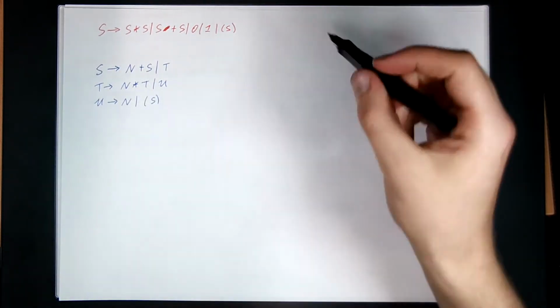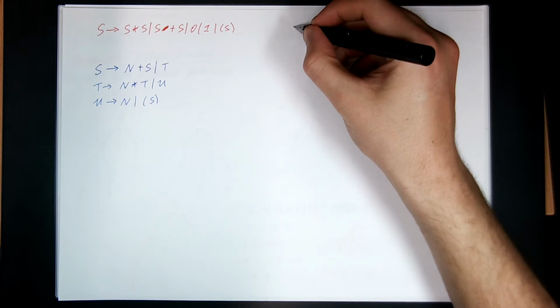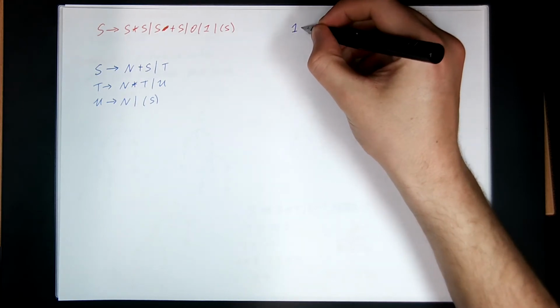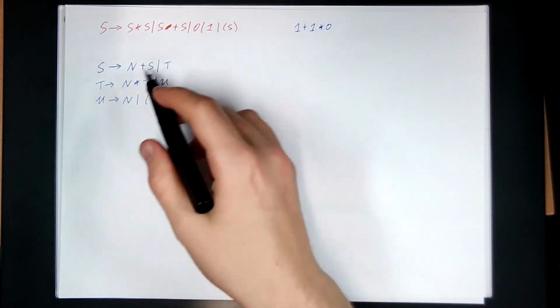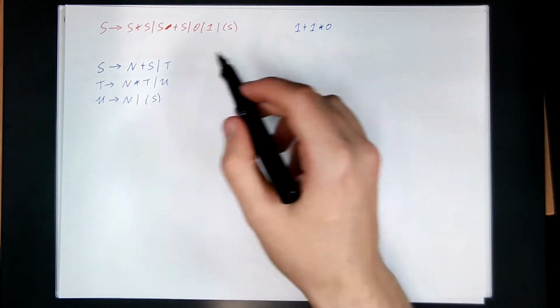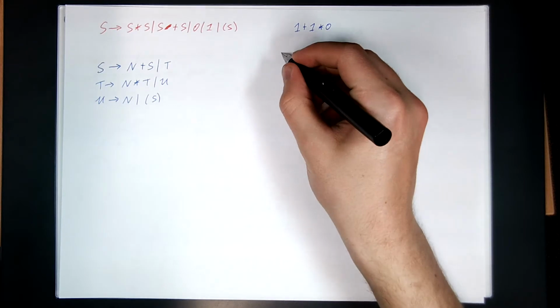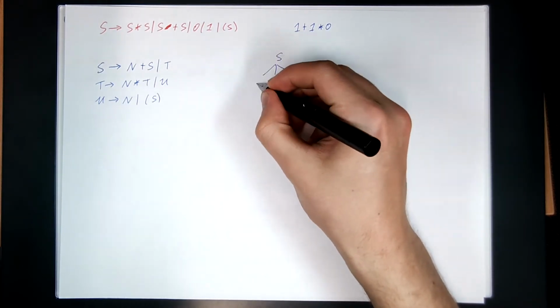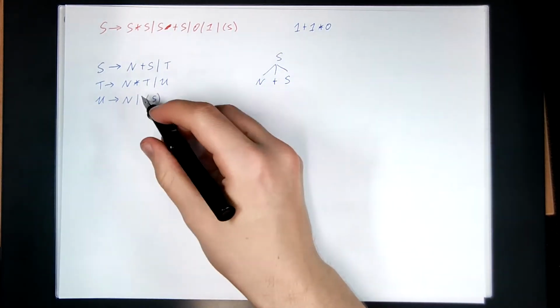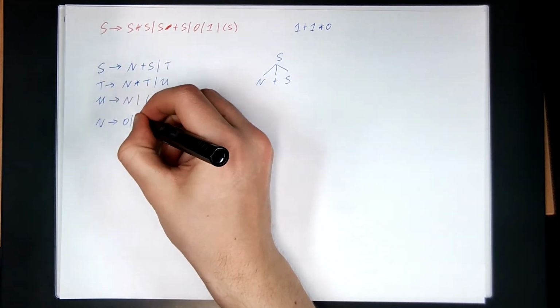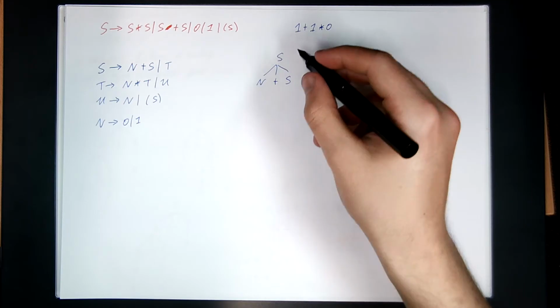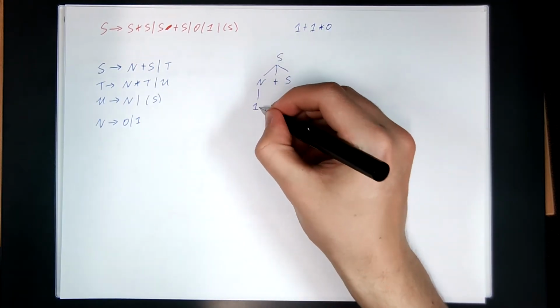So if we try to build a parse tree for 1 plus 1 times 0, the parse tree will ensure the multiplication will be done first. Let's have a go constructing it. So S will go to N plus S. N, I haven't written N, whoops, N goes to 0 or 1. So this N is going to have to go to a number. With the left-hand side to be 1, it's going to have to go to a 1.